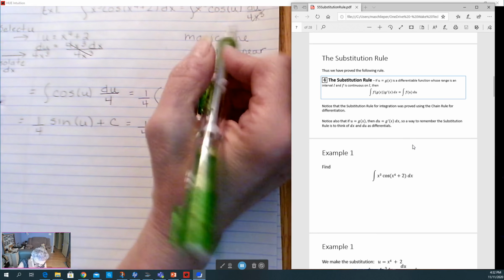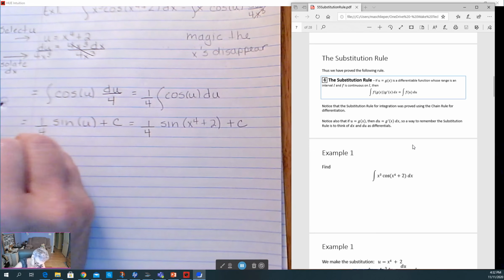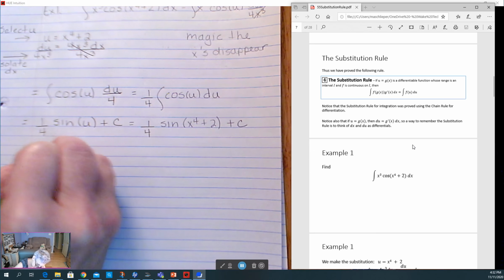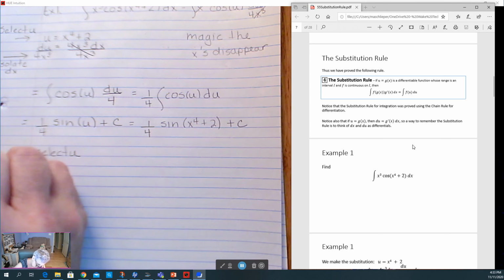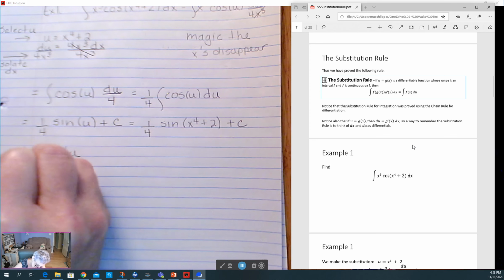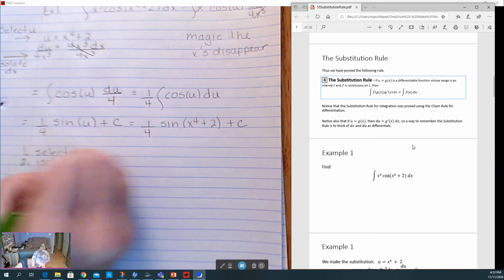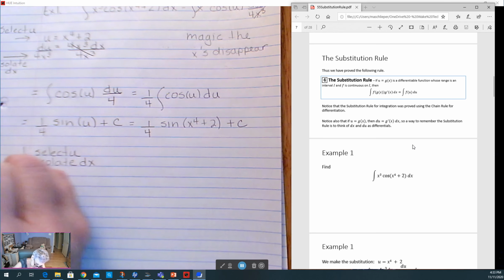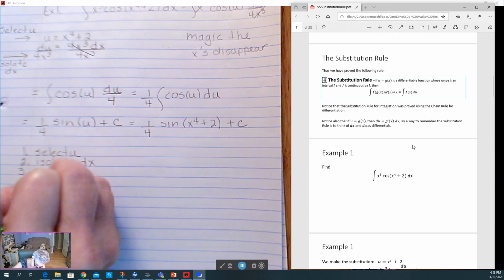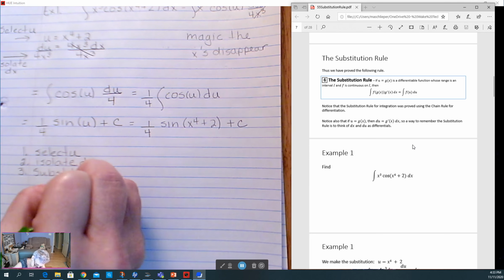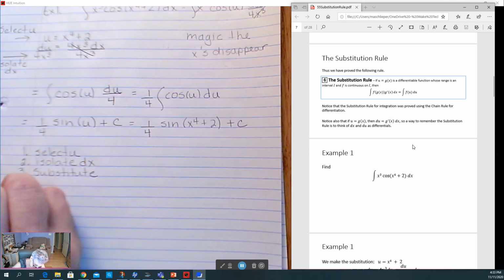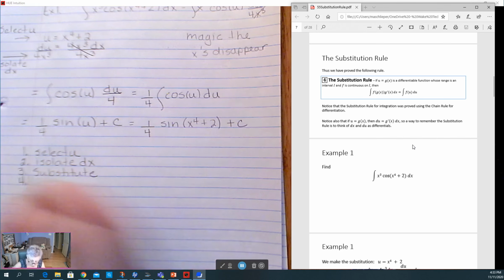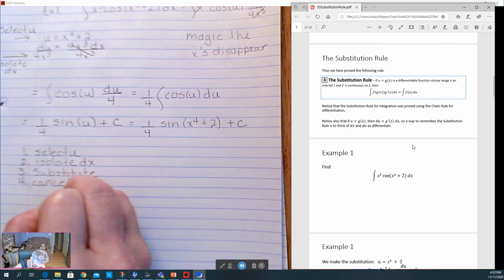So let's finish what we started. Our step number 1 was to select u. Step number 2 was to isolate the dx. Step number 3 was to substitute. Step number 4 was to cancel stuff. Hopefully magic will happen.